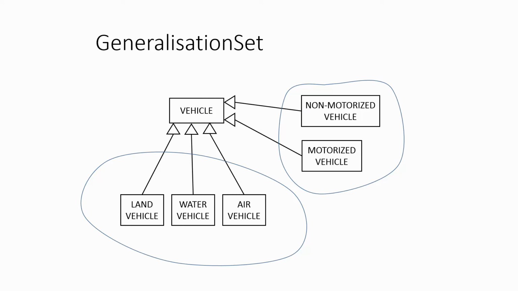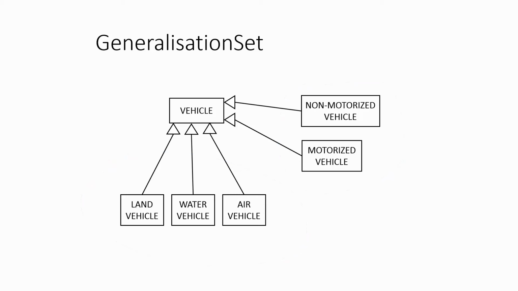In UML, the concept of generalization set provides a way to group specializations into orthogonal dimensions. Each group is represented by a generalization set. There are three different notations to represent generalization sets.